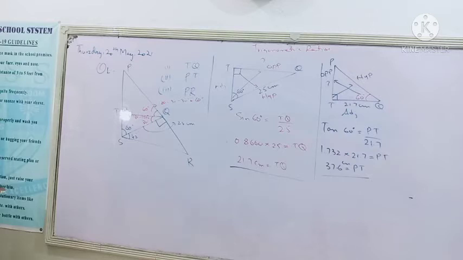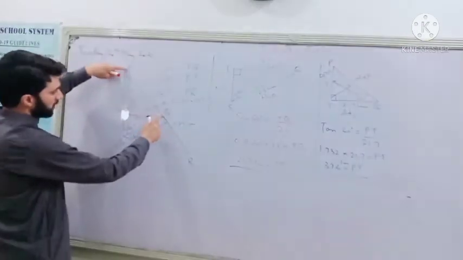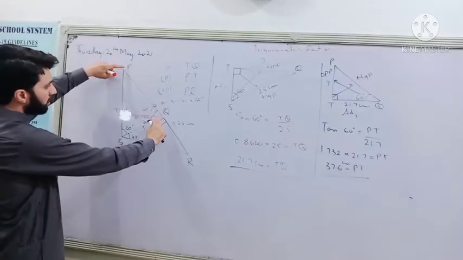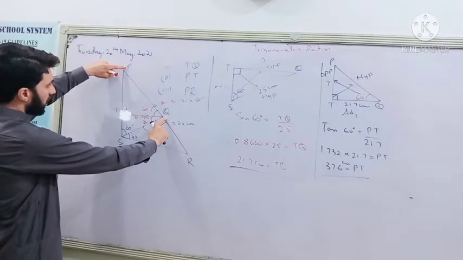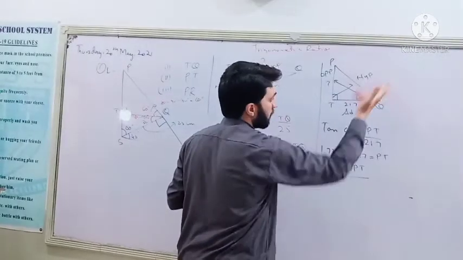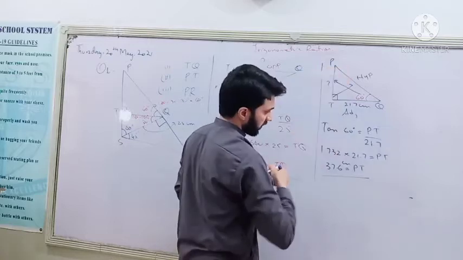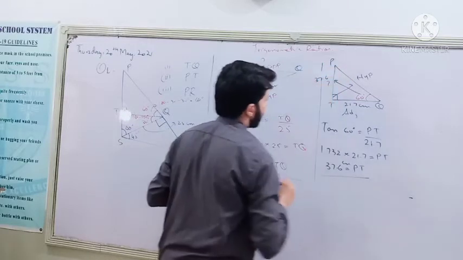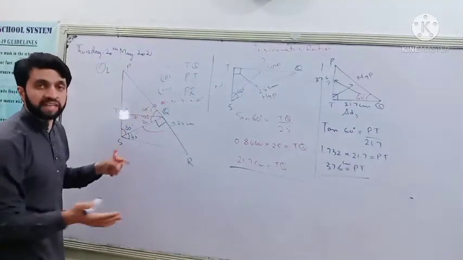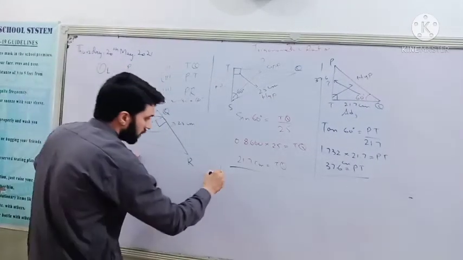Okay, now we have to find PR. For PR we have to find PQ and QR, then add up these two values. We can find PQ with the help of Pythagoras theorem, because 21.7 is given and this is the opposite side, 37.6. So first of all, we have to find PQ with the help of Pythagoras theorem.